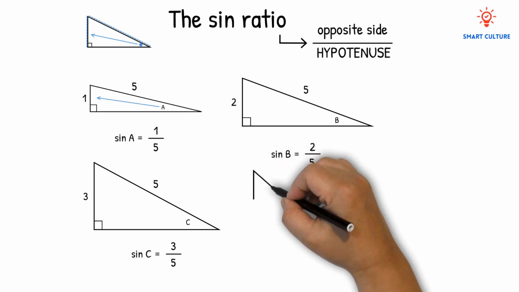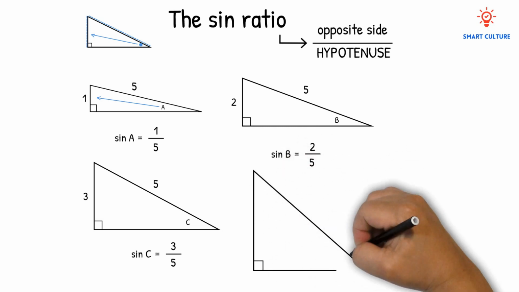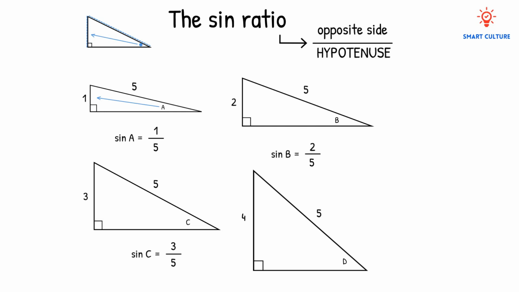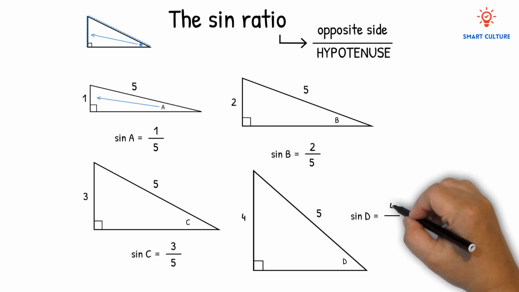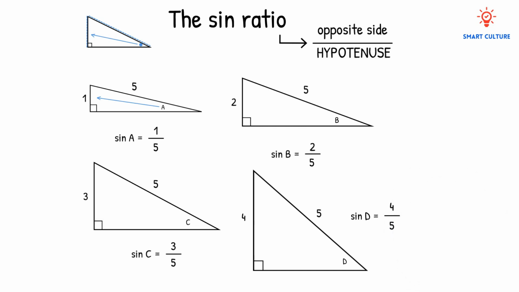Let's take a look at one more triangle. Here we have angle D. Now, in this case, the sine of D is equal to 4/5. So the side opposite angle D is 4/5 the length of the hypotenuse. This is the largest angle among A, B, and C, but still smaller than 90 degrees since its sine value hasn't reached 1.